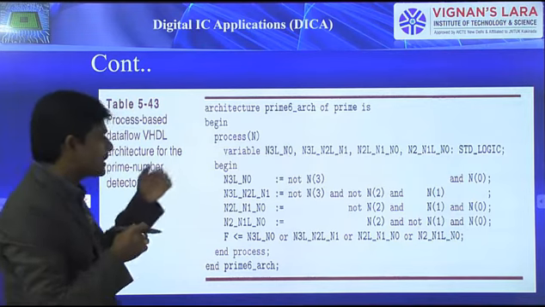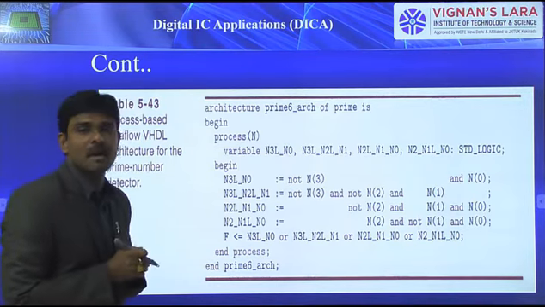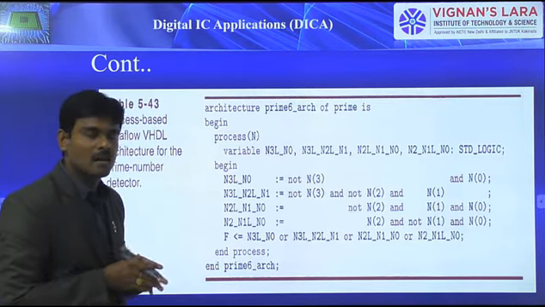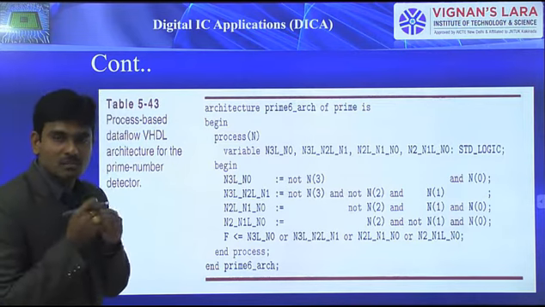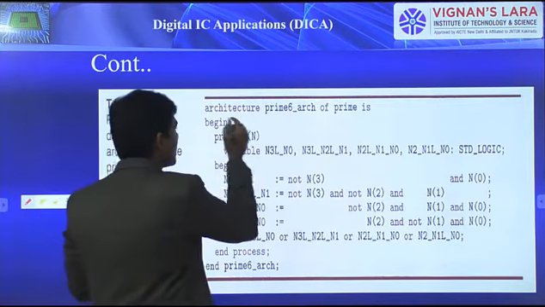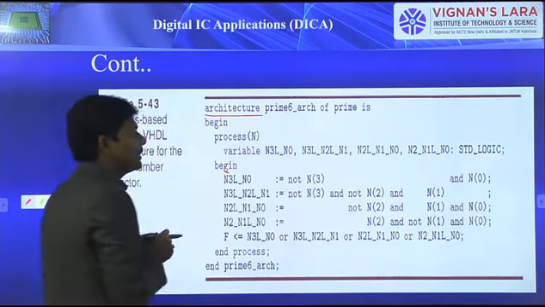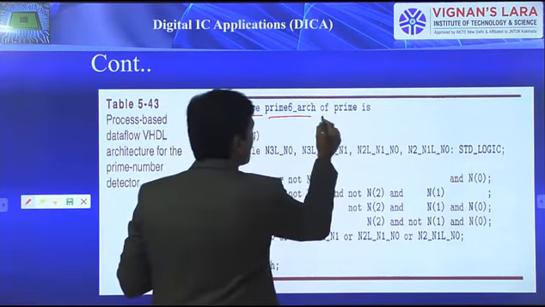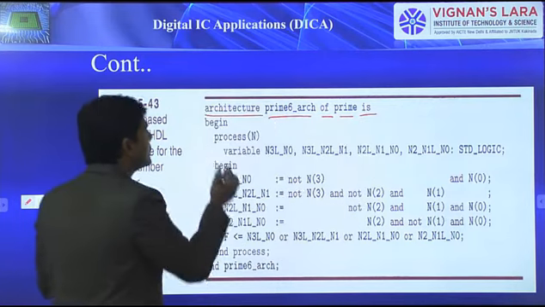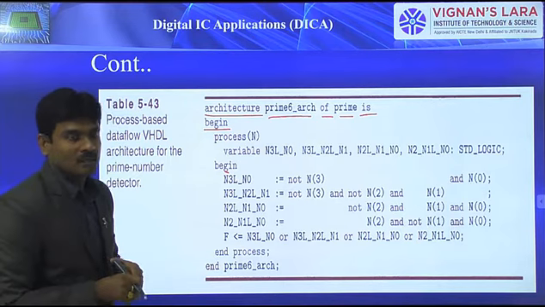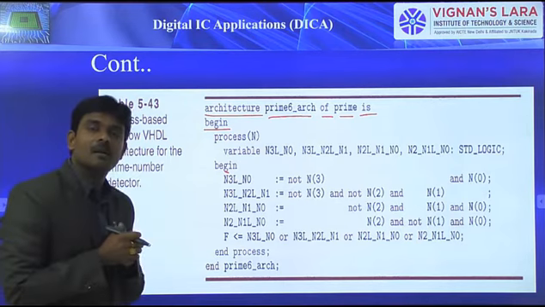So here my intention is to write the architecture definition by using the behavioral description style. In behavioral description style, the key element that we are using is process. Okay. So because of that, I wrote a program for the prime number detector, with the architecture name and entity name, then the architecture body starts with the keyword begin. Then after that we are supposed to write the concurrent statement.